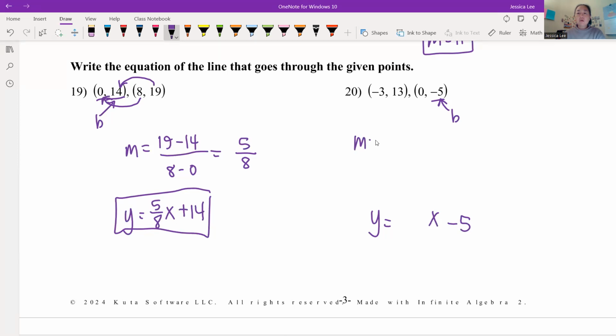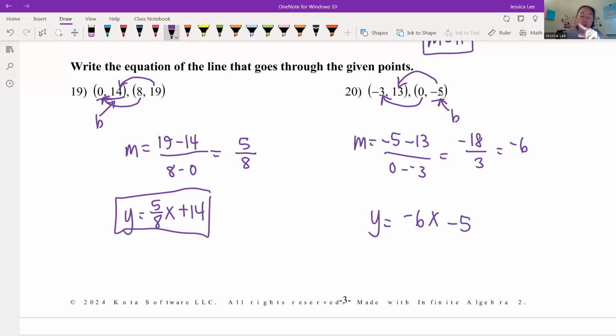So again, find the slope diagonally. Y2 minus y1, so negative 5 minus 13 over 0 minus negative 3. Remember, the minus has nothing to do with that negative. All right, so negative 5 minus 13 is going to be negative 18 over 0 minus a negative, so that's plus 0 plus 3 is going to be 3. And yes, 3 does go into negative 18, so it's going to be negative 6. Our slope is just negative 6.